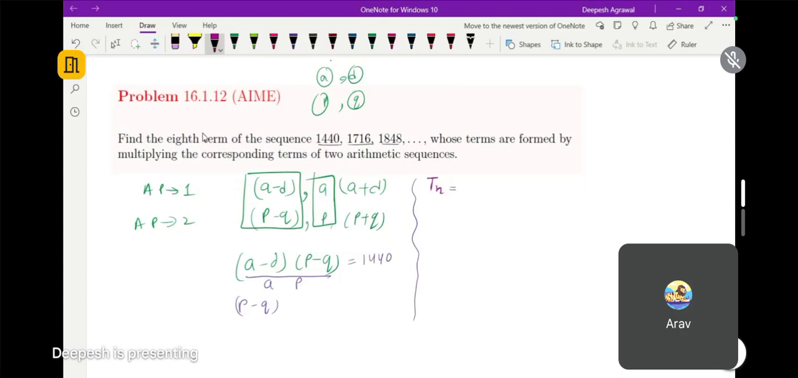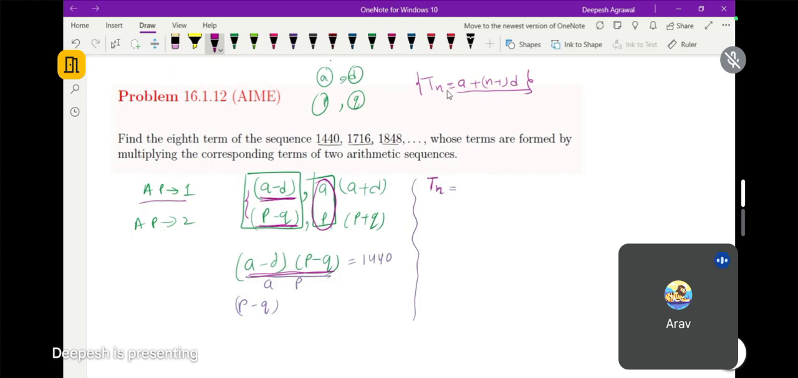So whenever there is an arithmetic sequence, what will be the general term of any arithmetic sequence? a plus (n minus 1) multiplied by d. Everyone knows that the general term of any arithmetic sequence will be a plus (n minus 1)d. If you take a minus d and p minus q, and multiply them, that will be quadratic. I mean, you will be getting degree 2 after multiplication.